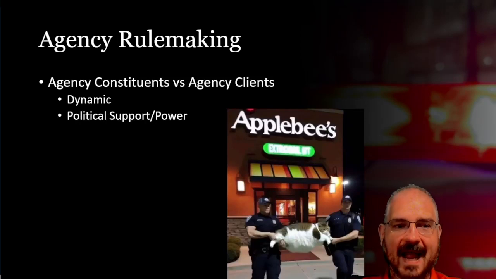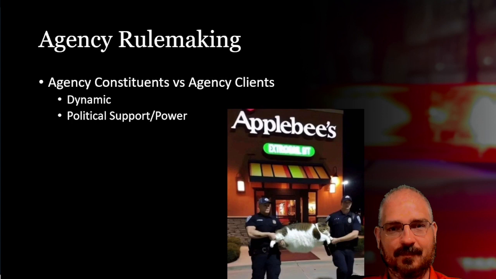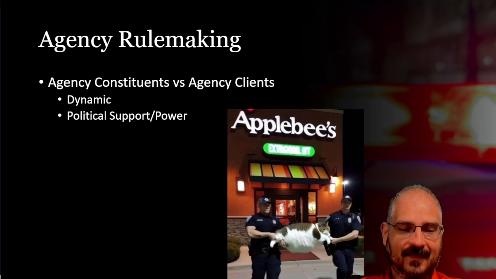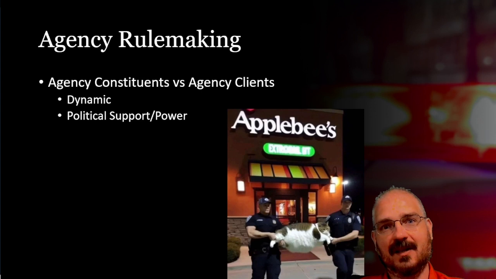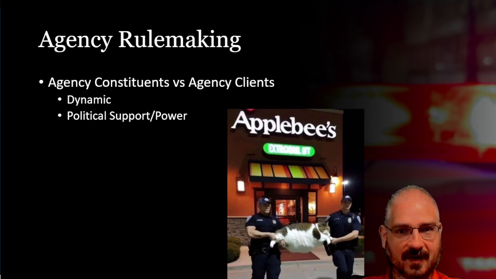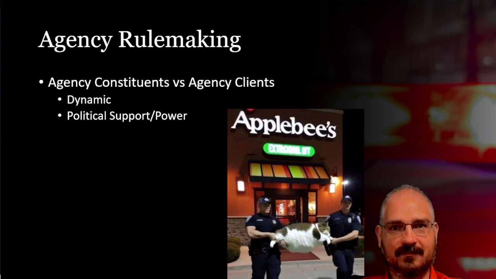All right, and we're back with more of Section 6 policy implementation. Now, how do agencies actually make rules? Well, first off, they have to look at both their constituents and their clients. And there's a difference between those two words. I know they kind of seem similar, constituency and client, but they are different.